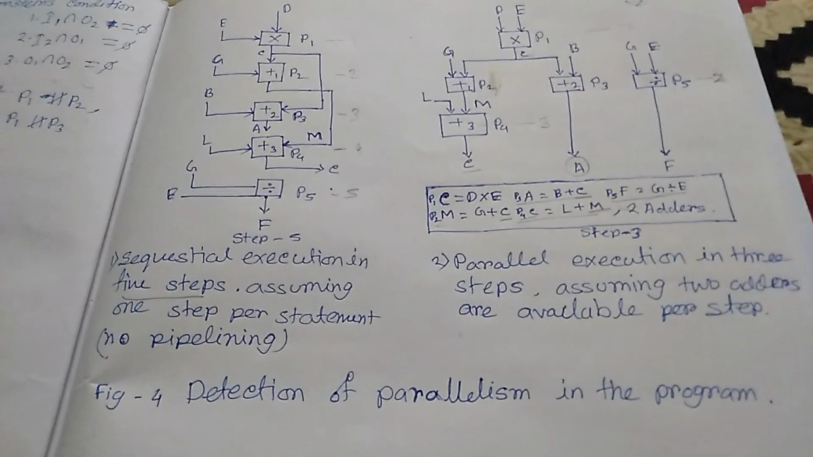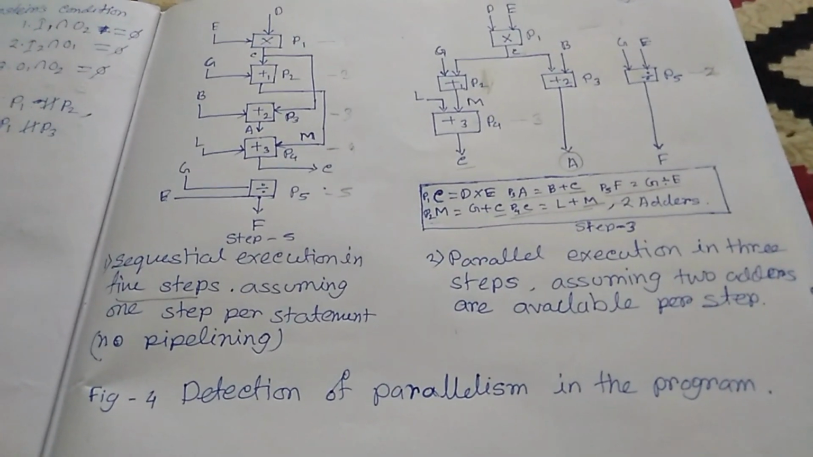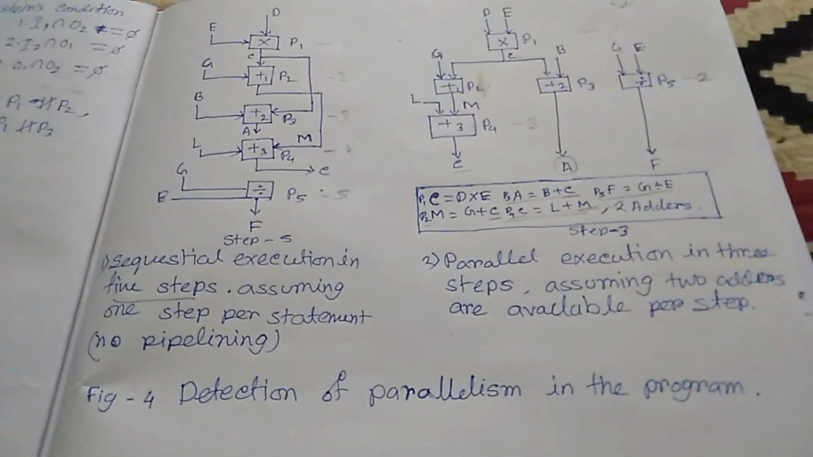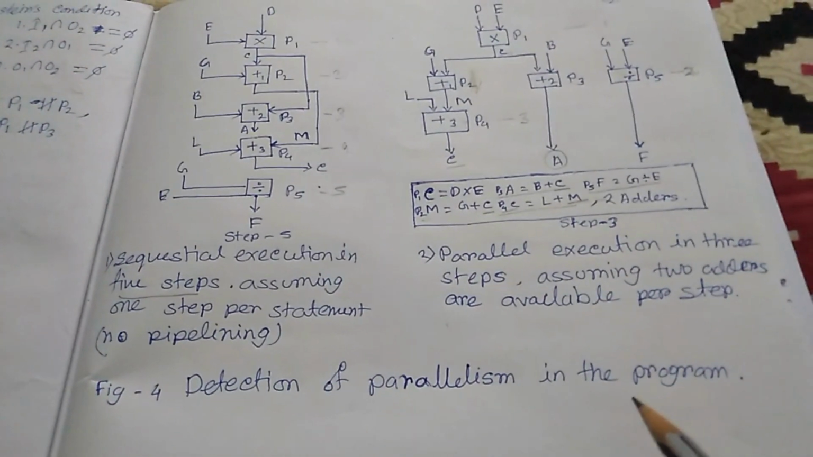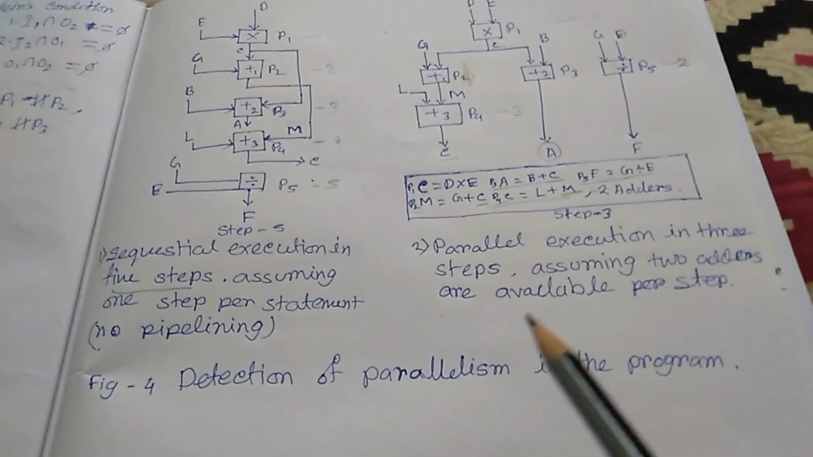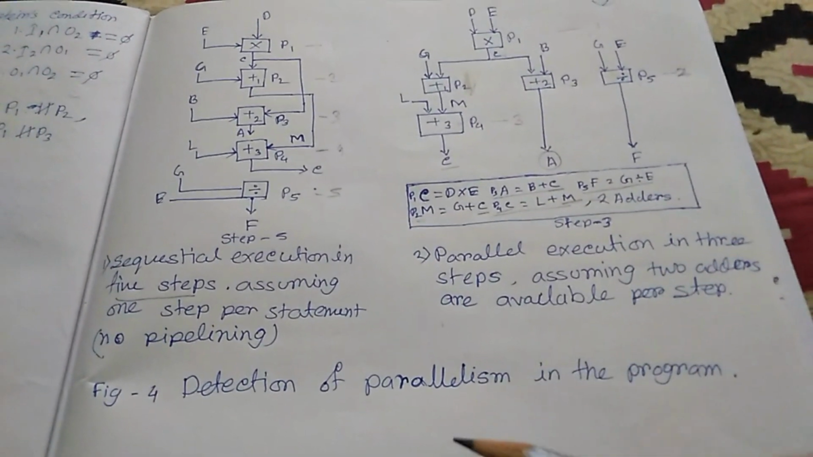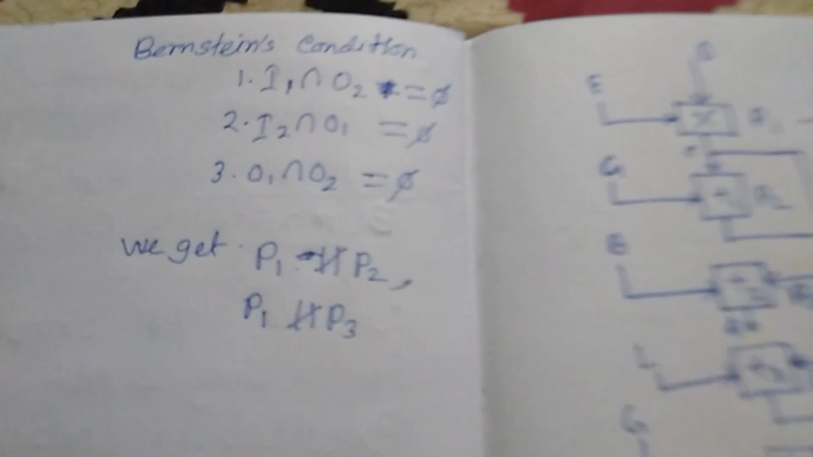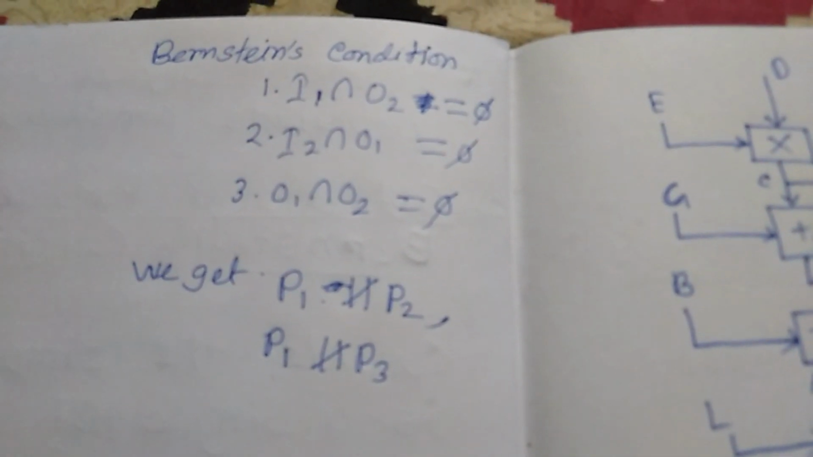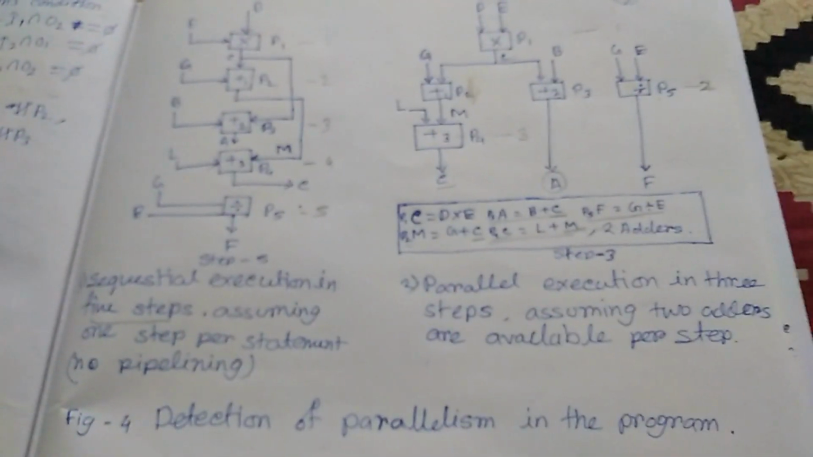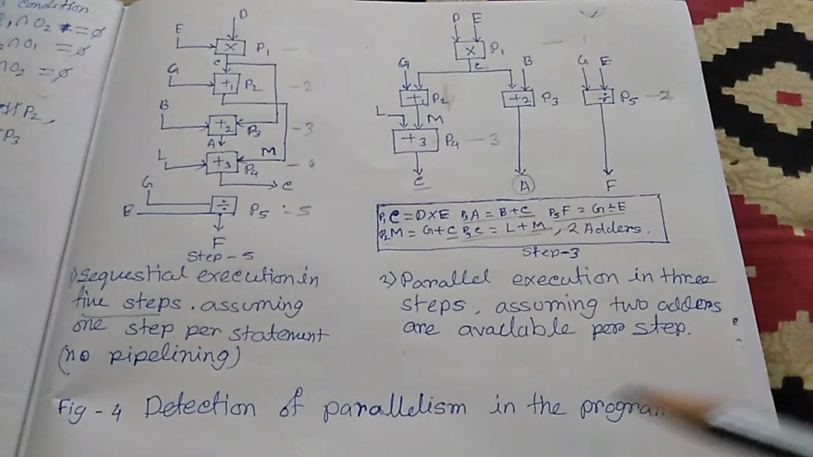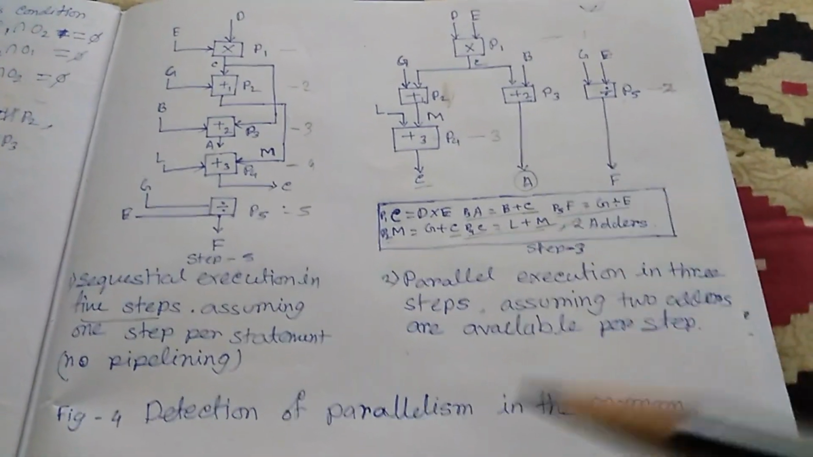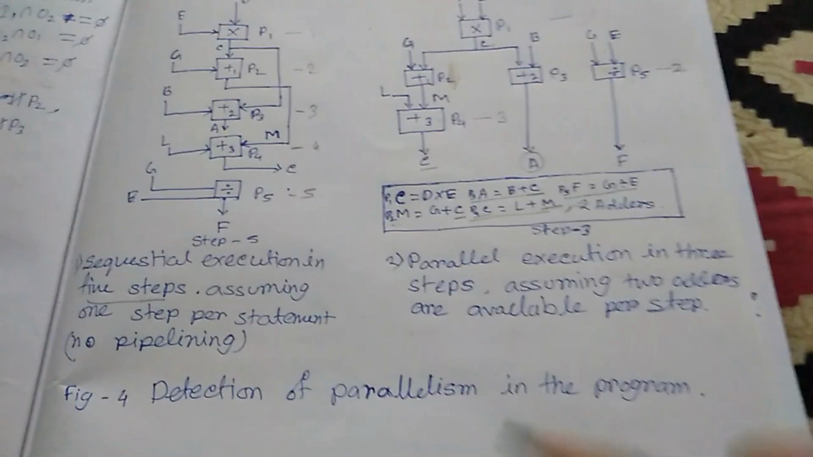So we can conclude from Bernstein's conditions for checking parallelism that we can perform the execution in a parallel way if the group of statements satisfies all of Bernstein's conditions. And for that, the execution time in the parallel way is much less than the sequential way.